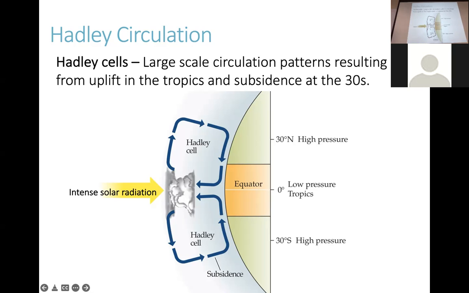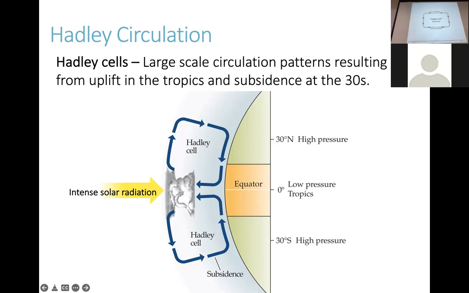Obviously, this doesn't determine exactly what the climate is all across 30 degrees north and south. There's other things coming into play, but this is generally kind of the overall driver of precipitation between the equator and 30 north and 30 south. Okay, questions about that?